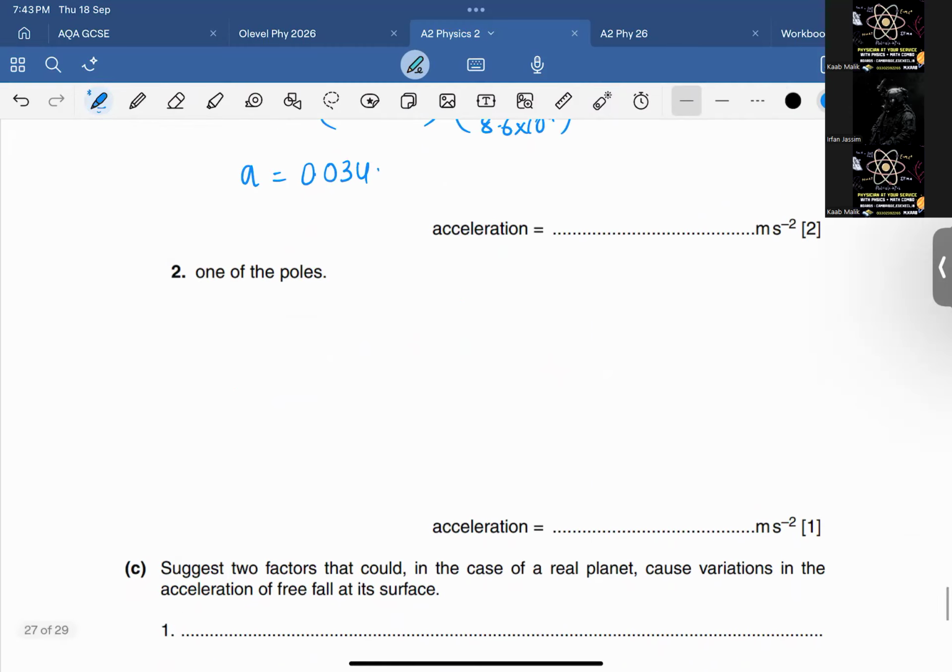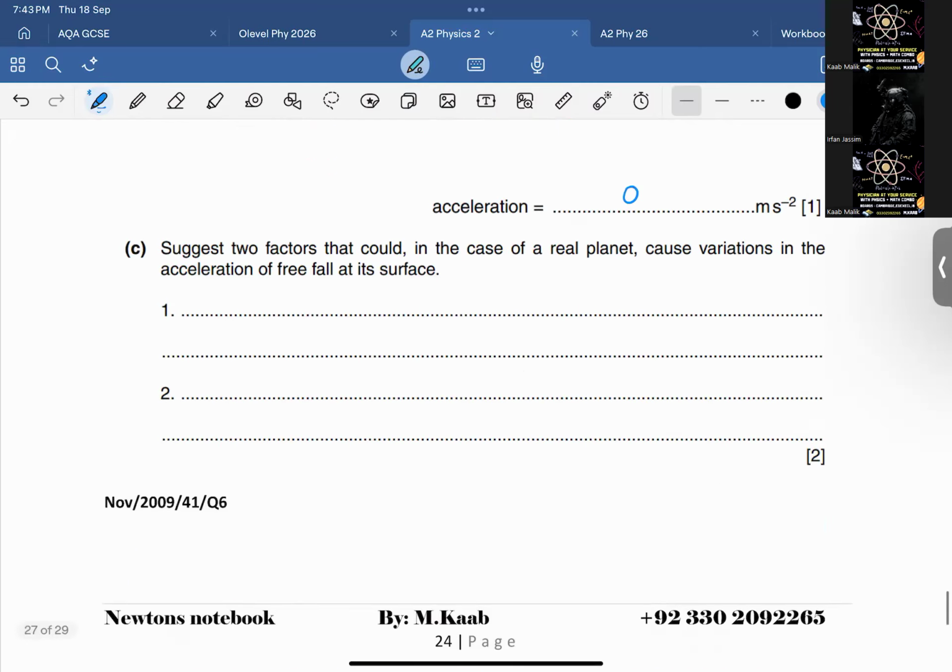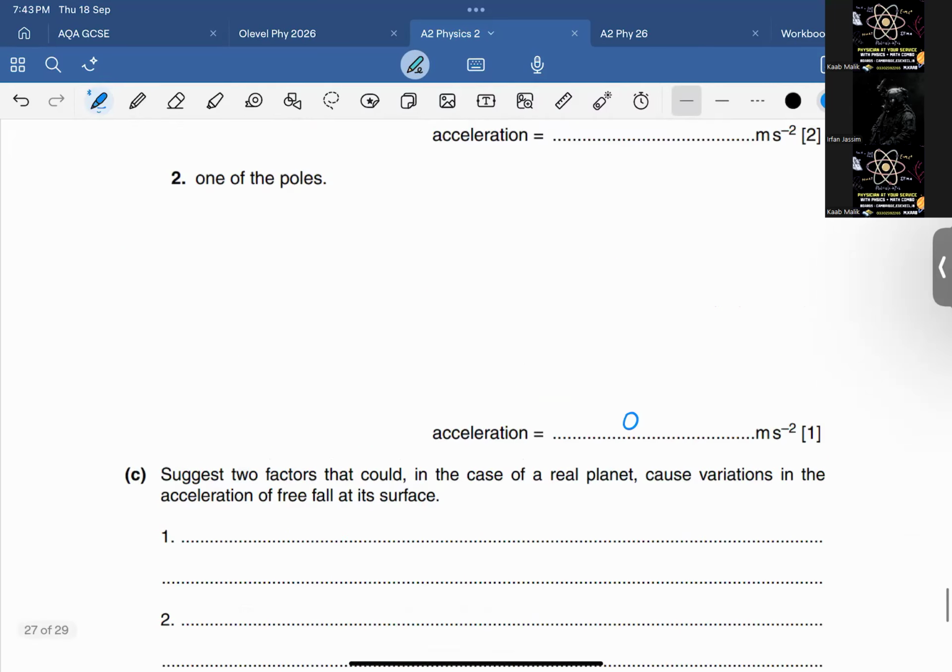Since on the pole, the resultant centripetal force is basically zero, and the effect of the circular motion will be zero. So the acceleration will also be zero, right? Wait, why is it zero? Because on the poles, the effect of the circular motion will be negligible or zero. So that is why. Clear?